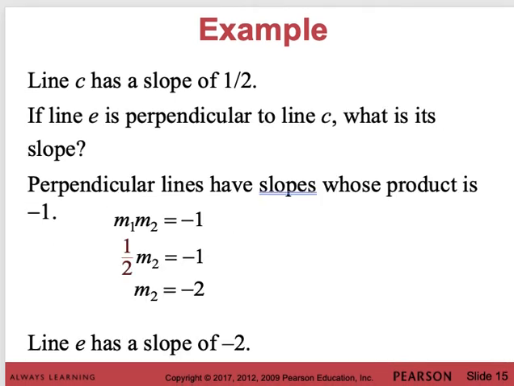What if they're perpendicular? Well, I'd have to think of what number times 1/2 would equal -1. And that would have to be -2. -2 times 1/2 equals -1. And that concludes section 7.3.